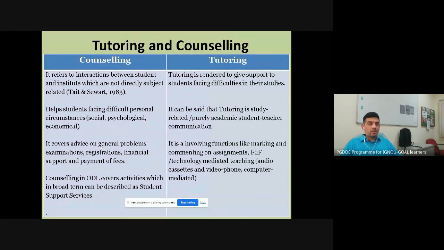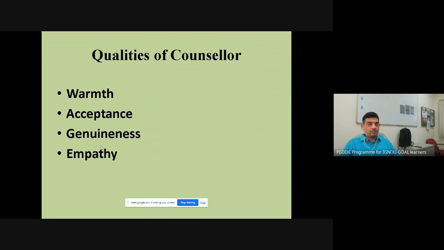And these are the differences that we can talk and refer about these two concepts. Then we can talk about the qualities of a good academic counselor. For an effective counseling session, a counselor needs certain qualities to be developed in him or her. Those may be warmth, acceptance, genuineness, and empathy. In short, we call them WAGE.